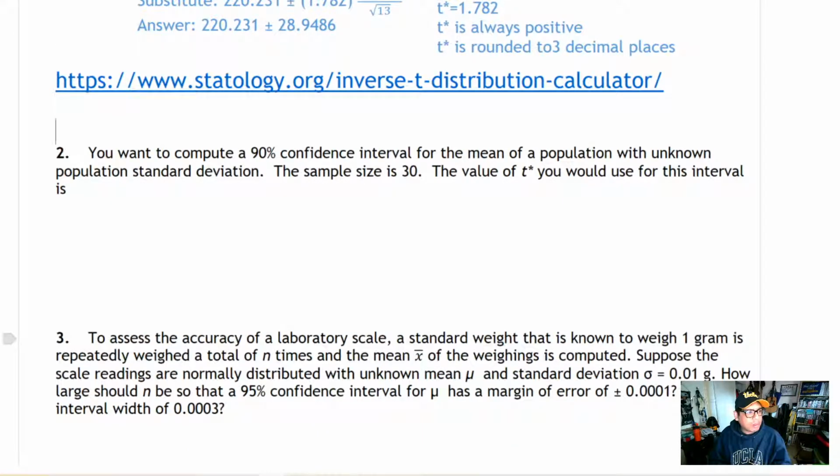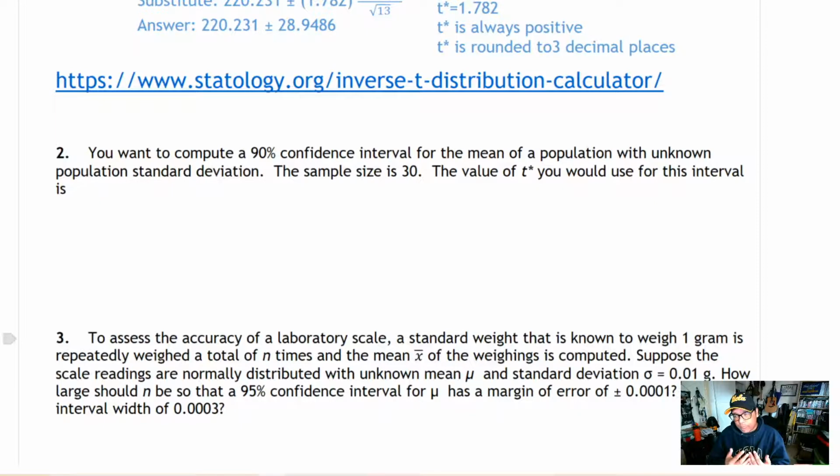For our problem number 2, you want to compute a 90% confidence interval for the mean of a population with an unknown population standard deviation. That's kind of normal, actually. So the sample size is 30. What value of t should we use?